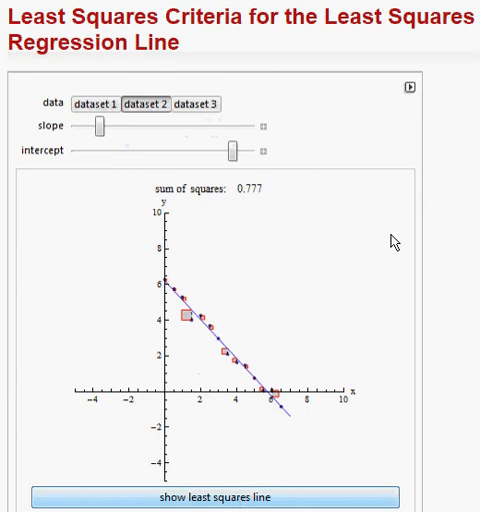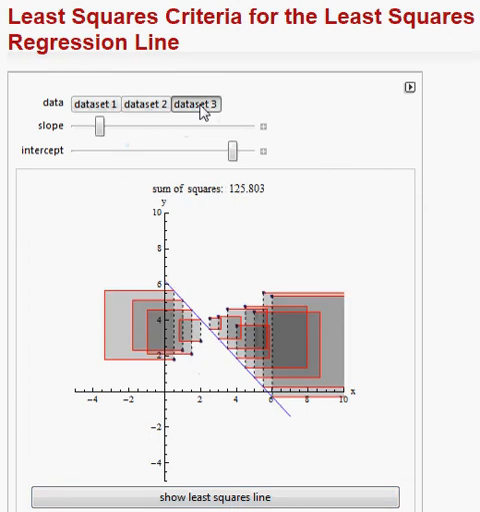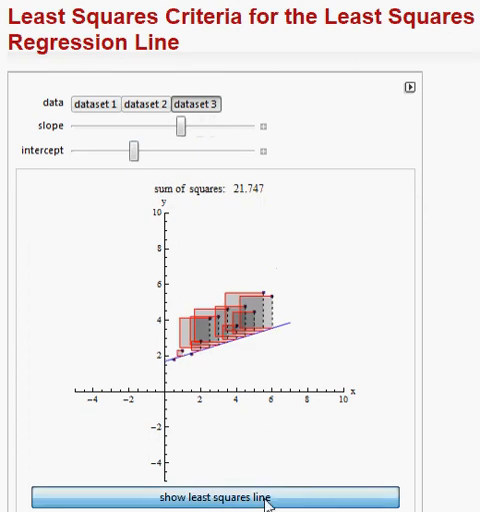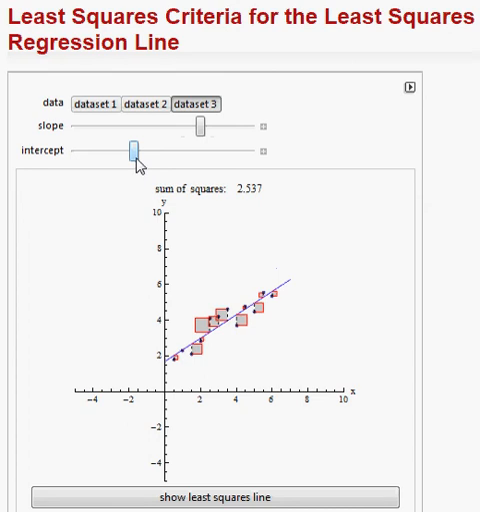Okay, and let's look at the data set 3. Again, look at the sums of squares number here up at the top, and then look at the squares. If I move the slope a little bit to the right, you see the sums of squares gone up. If a little bit to the left, again it's gone up. Let me move the intercept a little bit to the right, and you see sums of squares gone up. And a little bit to the left, again it's gone up.